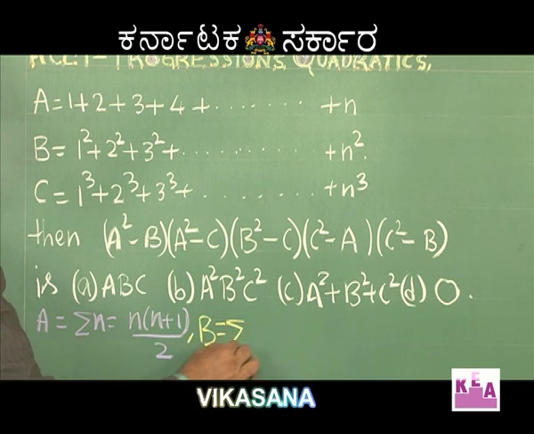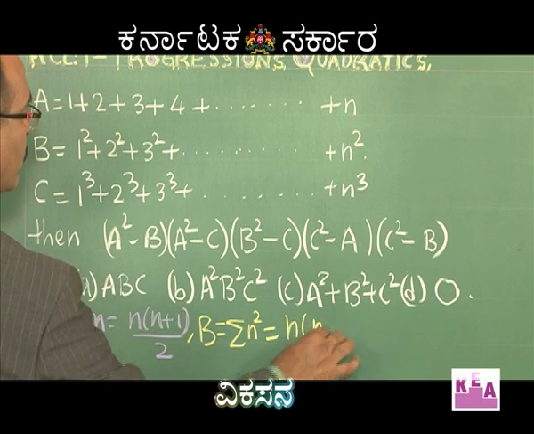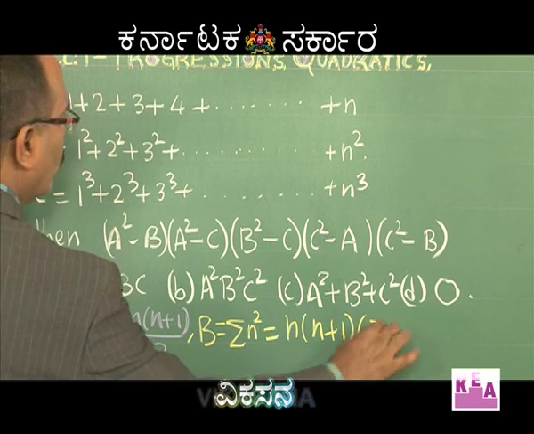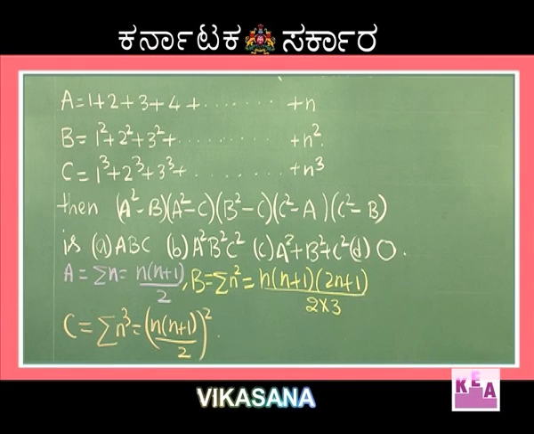B is sigma n square. Sigma n square is given by n into n plus 1 into 2n plus 1 divided by 6. This 6 I can write as 2 into 3. You can remember this as n into n plus 1 by 2, 2n plus 1 by 3. That is another way of remembering things.